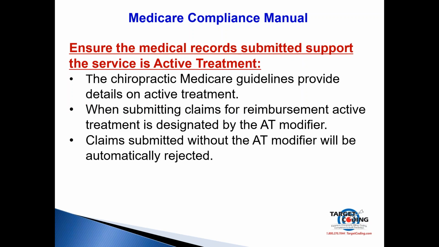Are you ensuring that your records support active treatment? The chiropractic Medicare guidelines provide details on active treatment. When submitting claims for reimbursement with active treatment, that's why you're going to use the AT modifier. If you don't use the AT modifier, the claim is automatically going to be denied.